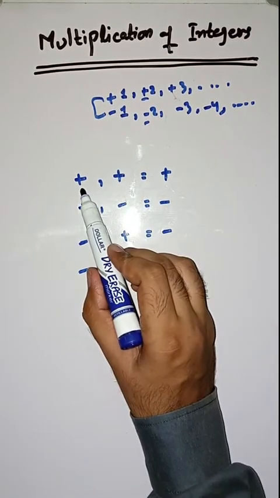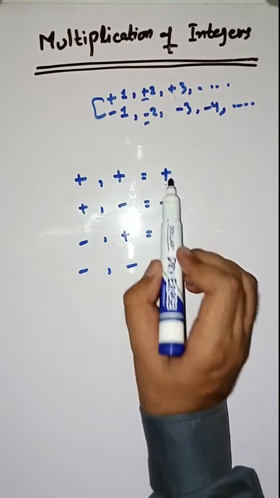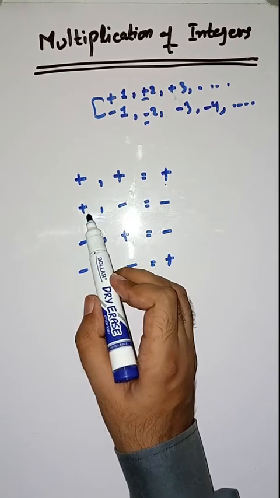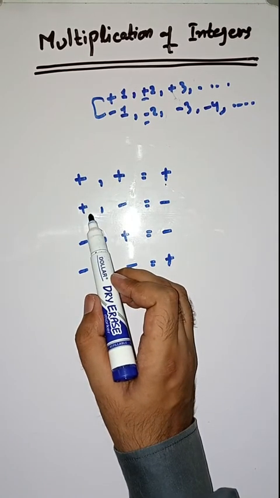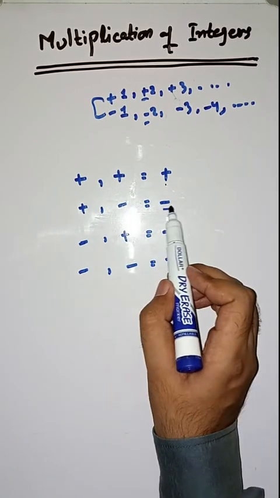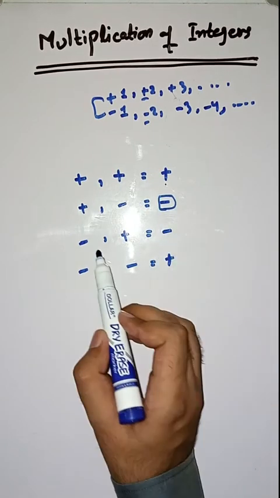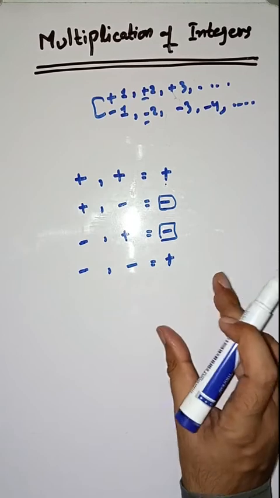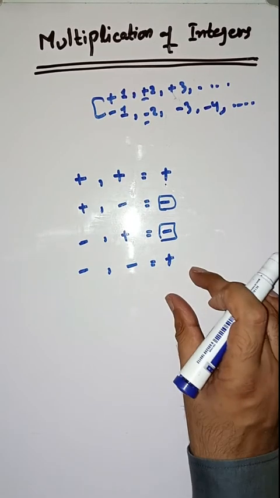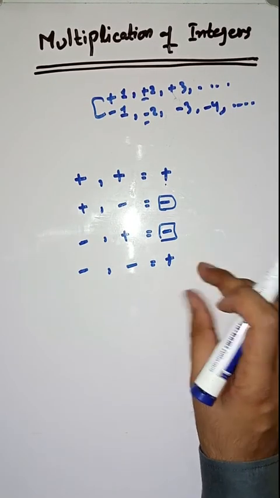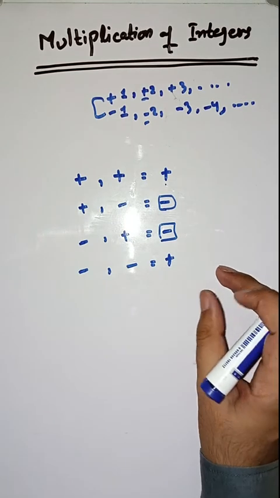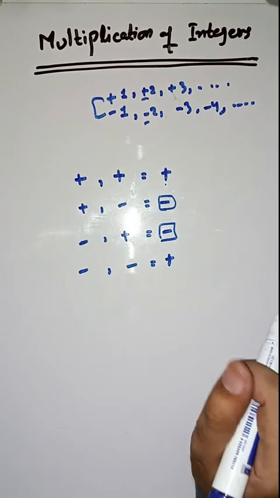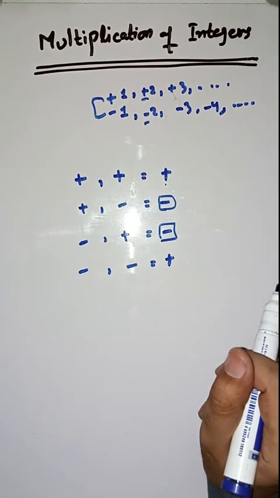If both are positive integers, plus plus is equal to plus. If both are negative, minus minus is equal to plus. If one is positive and the other is negative, then the product has a negative sign. If one is negative and the other is positive, then the product also has a negative sign. So these are four basic sign conventions, or considerations, while multiplying integers. So let's take an example.